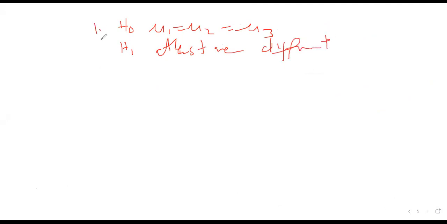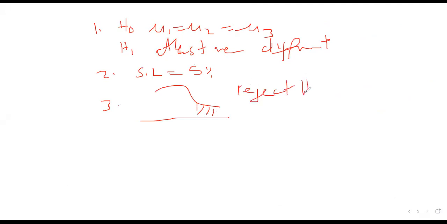That's step 1. Step 2, set the level of significance. Level of significance is what? 5%. Okay, step 3, set the decision rule. Decision rule is reject H0 only if F calculated is greater than what? What we just read, 3.68. Okay, which we calculated, 3.68.